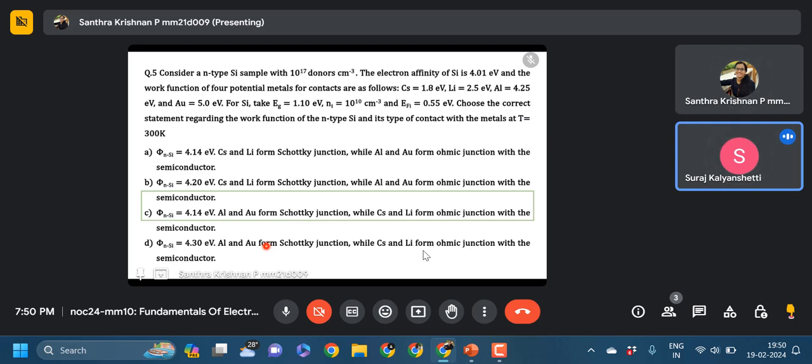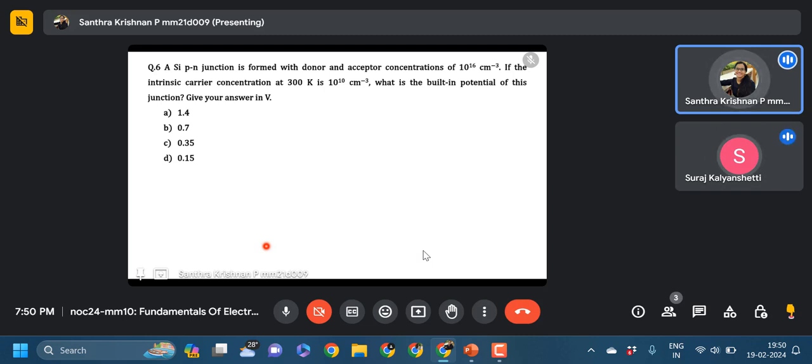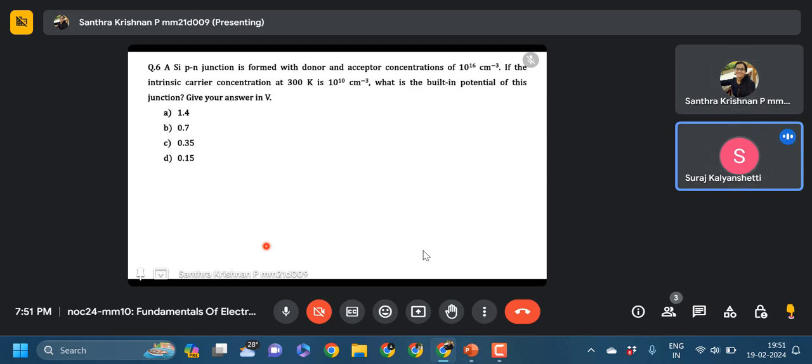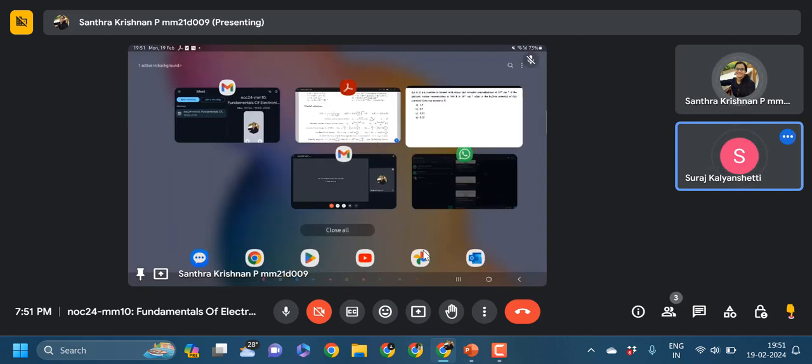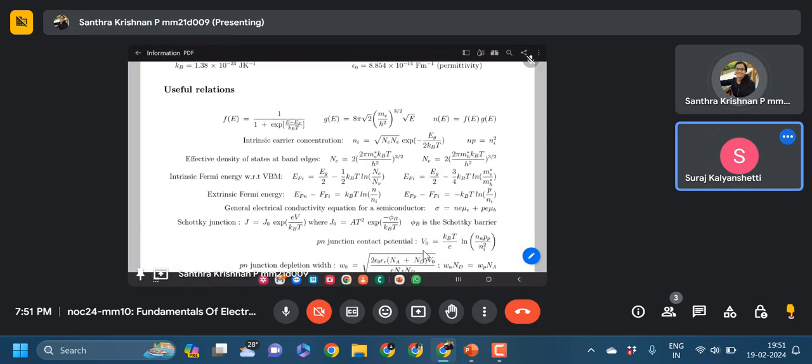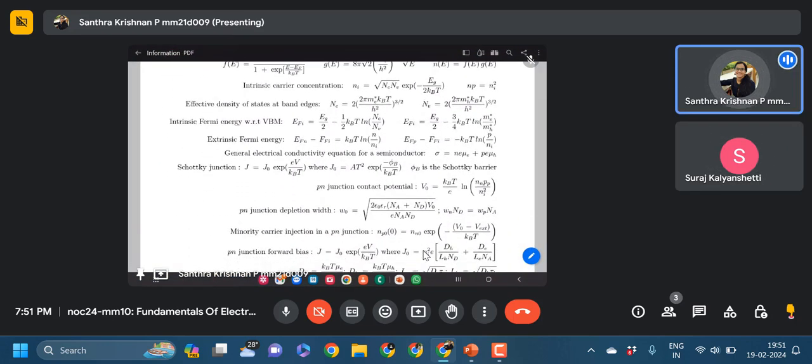Thanks. Next there is a silicon p-n junction found with a donor and acceptor concentration of 10 raised to 16. If the intrinsic carrier concentration is given, what is the built-in potential of this junction? Is it a direct substitution equation? I think it's a direct equation. Built-in potential, V naught, right? You need V naught. Where is that V naught? I'm not able to see that.